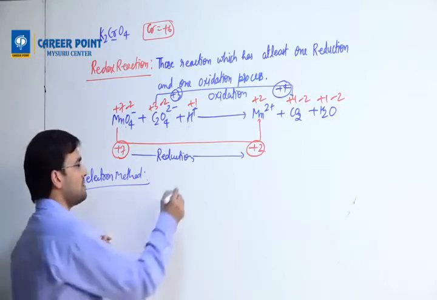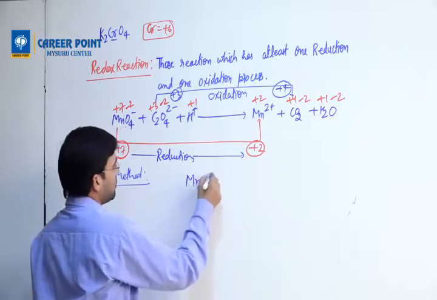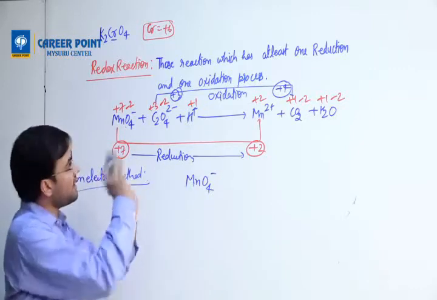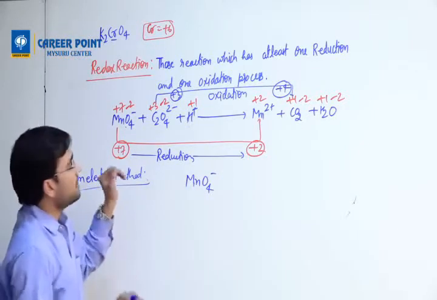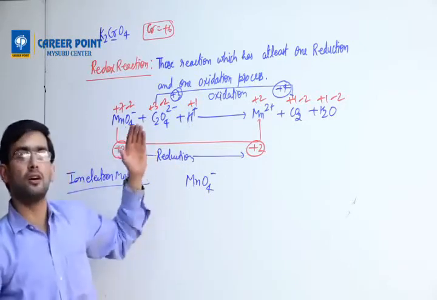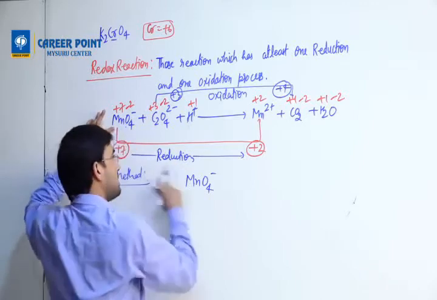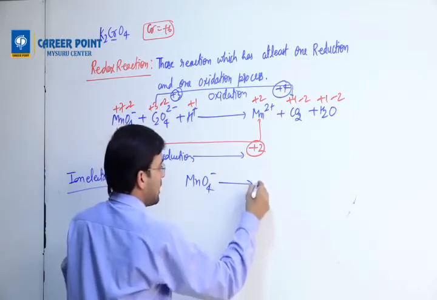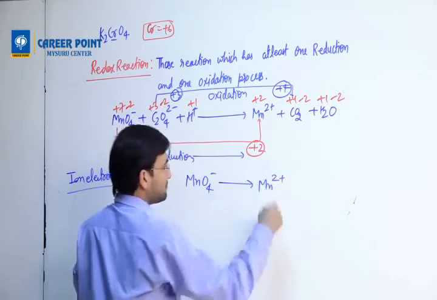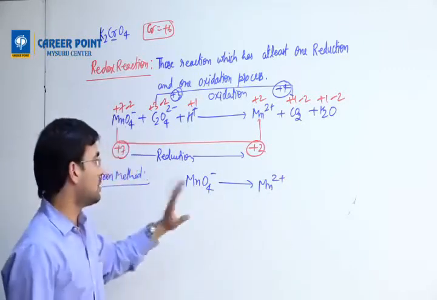How do we solve? We write MnO4 minus. I'm going to break this reaction into two parts, one reduction part and one oxidation part. So MnO4 minus is changing into Mn2 plus. You write only these things: MnO4 minus changing into Mn2 plus.